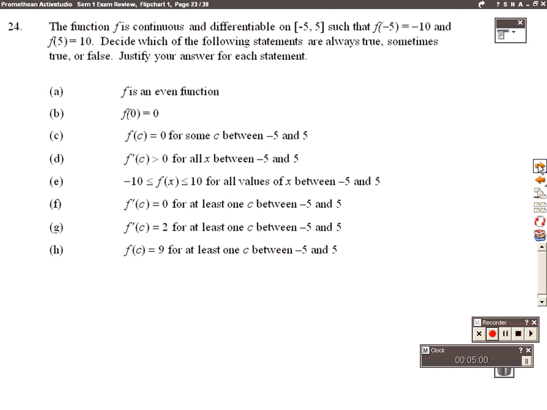Hopefully I'll have time to finish all these questions in the time remaining on this video. The function f is continuous and differentiable on negative 5 to 5 such that negative 5 is at negative 10, 2, 3, 4, 5, 1, 2, 3, 4, 5, 6, 7, 8, 9, 10. Whoops, I think I miscounted, but you get the idea.